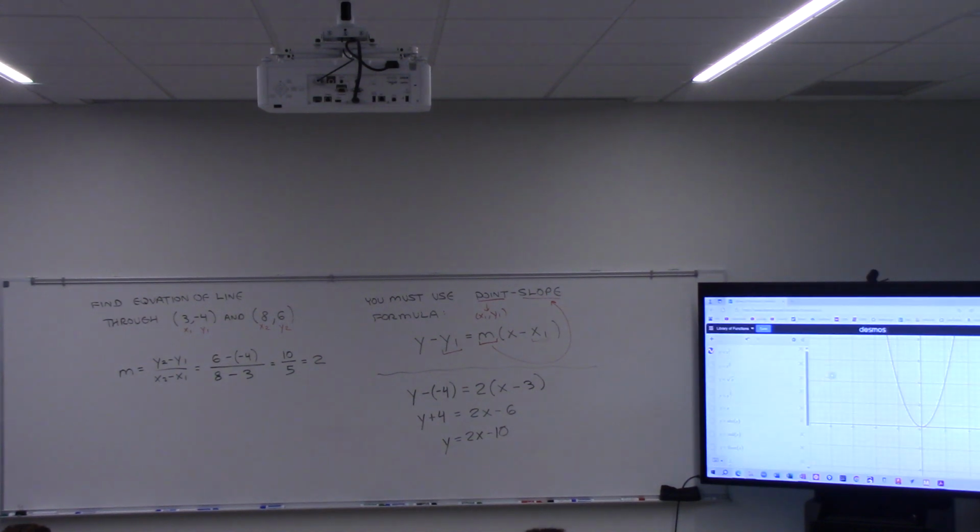Now, just to verify, I'm going to go to Desmos, and I'm going to do a couple of things. First, I'm going to have Desmos graph the points, (3, -4). Then the point (8, 6). Those aren't coming out very good.